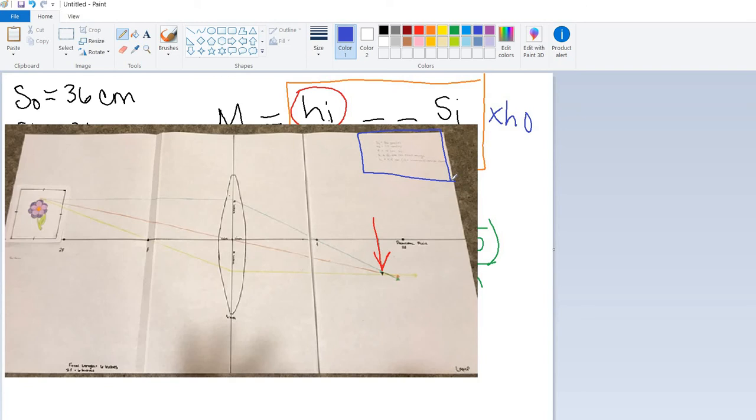So in this case, my image would be smaller because my object height was about 7.5 centimeters, and my image height is 5.5 centimeters. So I have a smaller inverted real image in this case. And that's going to complete step 5. And in step 6, we're going to draw it again.